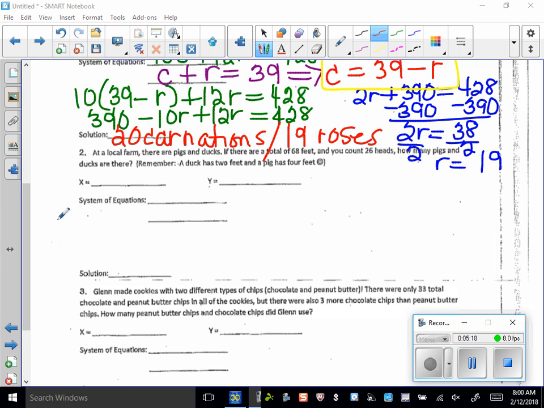Okay, we have at a local farm, there are pigs and ducks. And it says if there are a total of 68 feet and you count 26 heads, how many pigs and ducks are there? Okay, obviously they gave you a hint. A duck has 2 feet and a pig has 4. All right, so here again, let's just change, instead of doing X for pigs, let's do P. Okay, so this will be the number of pigs.